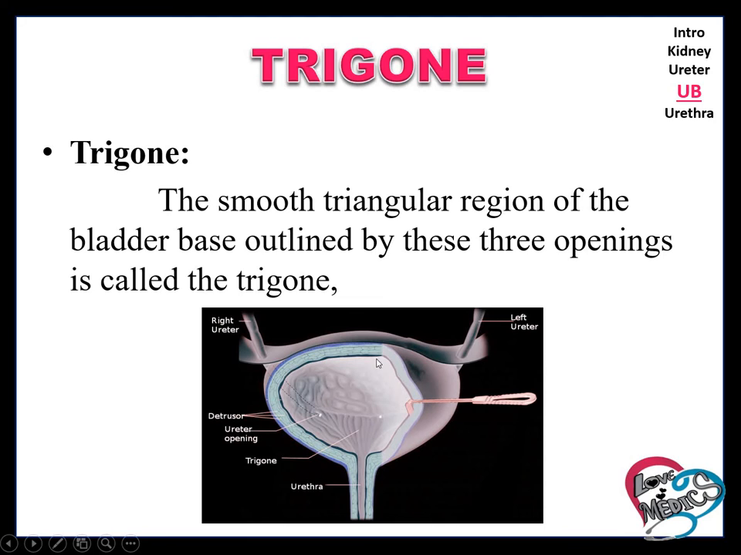Trigone. Trigone is the smooth triangular region at the bladder base. Its outer border is formed by 3 openings: 2 ureter openings and 1 urethral opening. These 3 openings are joined to form the trigone, that is, the imaginary line. This site is most commonly affected by infection.